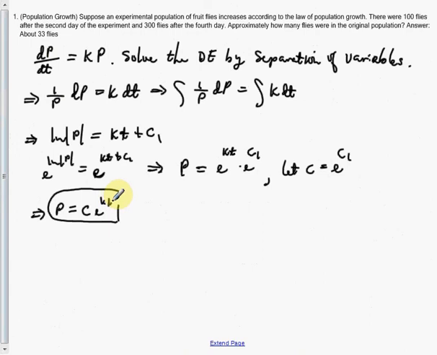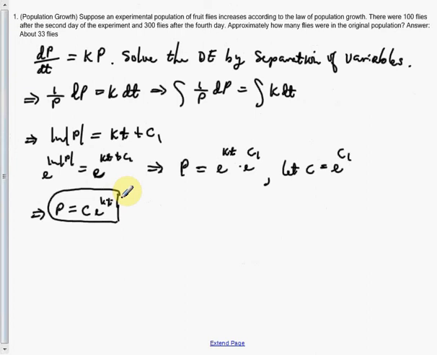Now we can solve the problem. From here on out, anytime you're given a population problem, once you've solved the DE, you would just use that formula, right? It says there are 100 flies after the second day of the experiment and 300 flies after the fourth day. We're not given what happens on the first day.